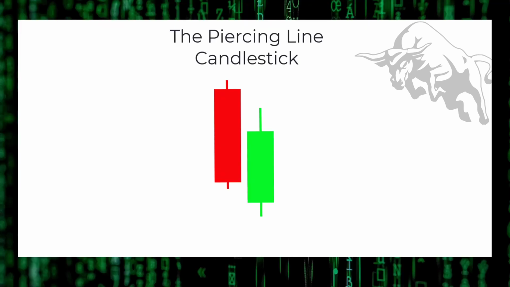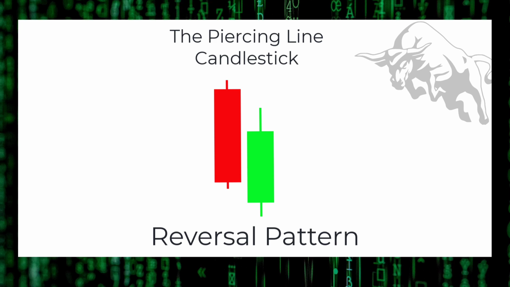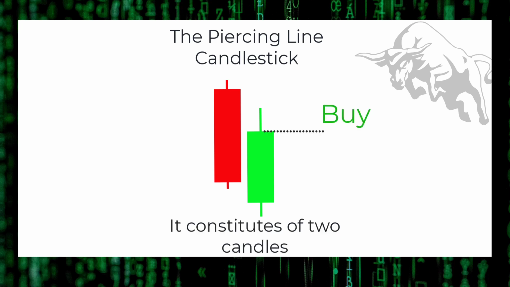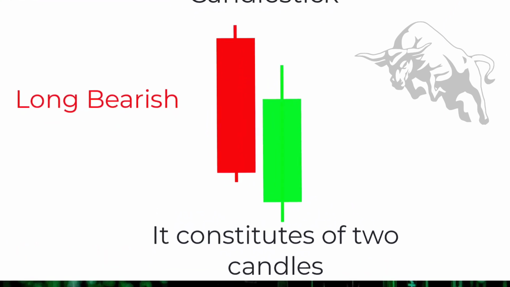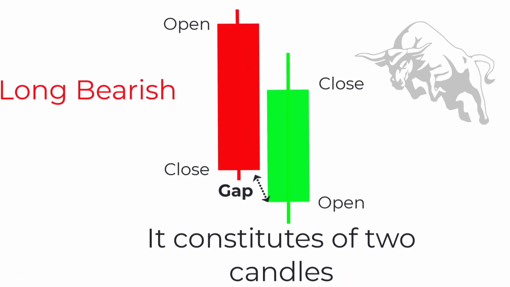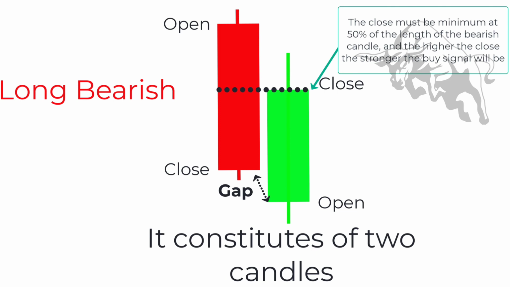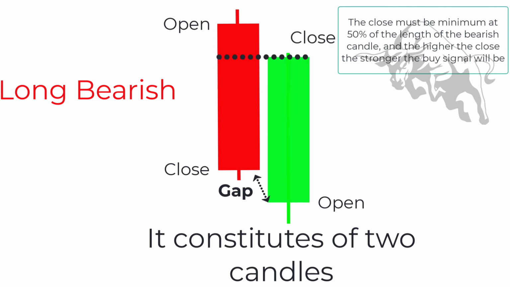Next is the piercing line candlestick. It's a reversal pattern and a buy signal, and it constitutes of two candles. The first is where the price makes a decent drop with a long body bearish candle. And here too, the second is where the price gaps down, so it opens below the previous candle close. Nevertheless, it closes at 50% of the previous candle body length, or higher. And the higher the close of the second candle, the better.